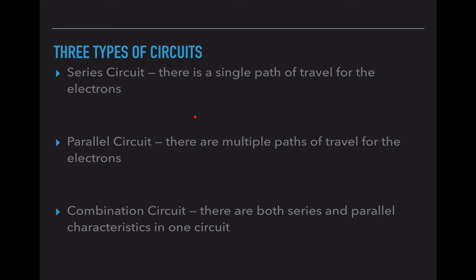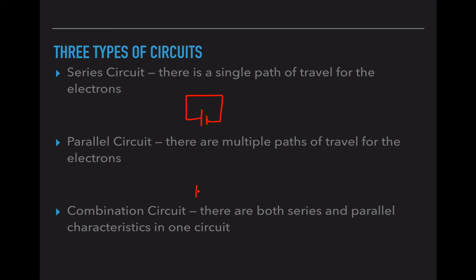So the first thing you need to know is that a series circuit is a circuit where there is a single path of travel for all electrons. So if I make a battery and add my wire, there is one path. There is only one line connecting one side of the battery to the other. So series circuits are a single path of travel for the electron.